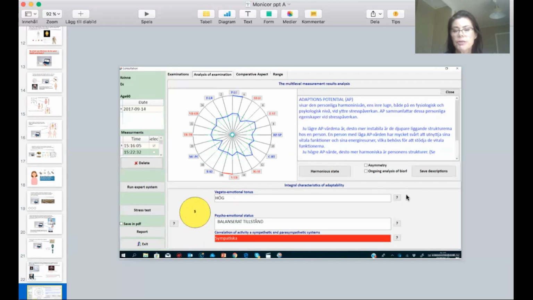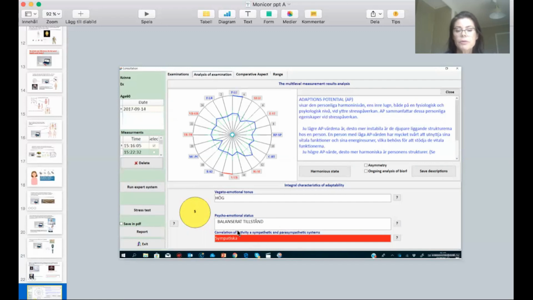This is Swedish here. And you can just click on this one, for example, and you will see an explanation of what the emotional tonus actually means. You will also get the psycho-emotional state of the person. For example, here is a balanced state. It will tell you if you're on borderline to some stress condition or whatever.